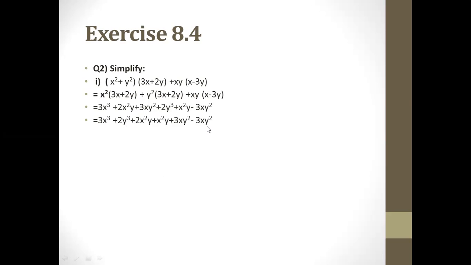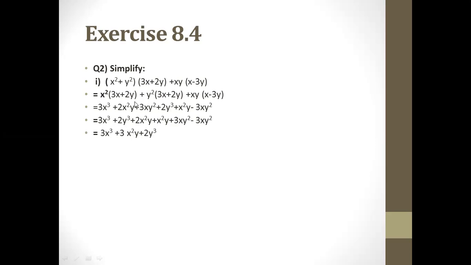Plus 3xy square minus 3xy square. Now look, this is plus 3, this is minus 3. Same variable, same power. So 3 minus 3, 0. This will be cancelled. And plus 2 and plus 1, coefficient, if there is nothing in the coefficient, it means that 1 is present. So plus 2 and plus 1, we get plus 3. So we get 3x cube plus 3x square y plus 2y cube.